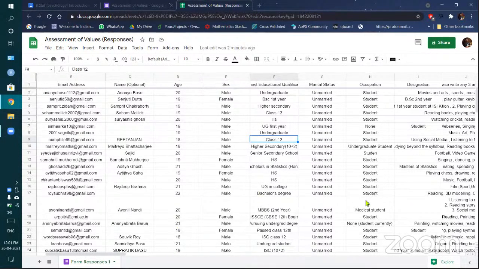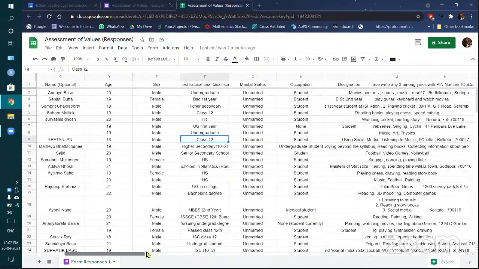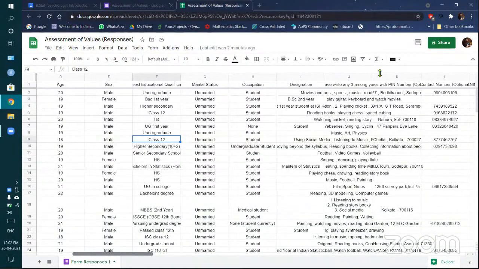Next, you go to the designation. Sir, most people did not write anything in the designation. Okay, they have written about their hobbies, right? Yes, sir, they have written about their occupation and hobbies, but usually avoided writing anything in designation. Okay, now you go to the next.